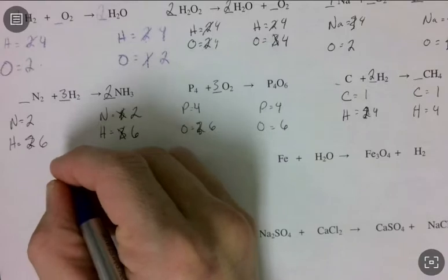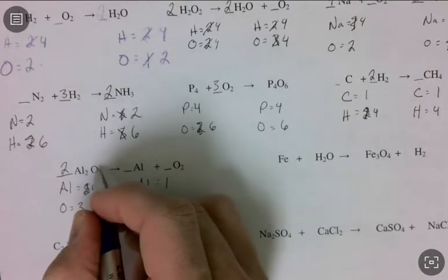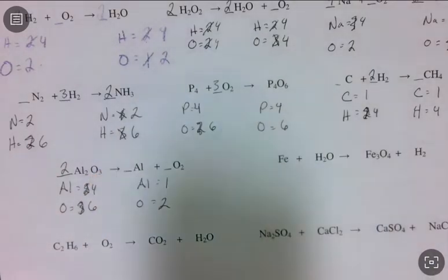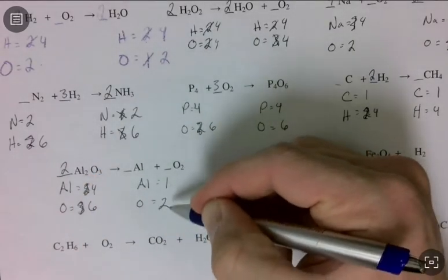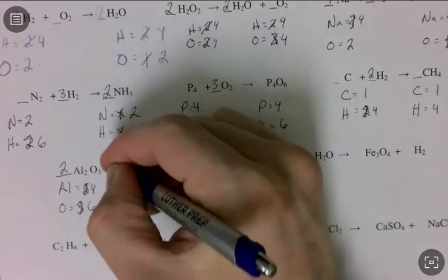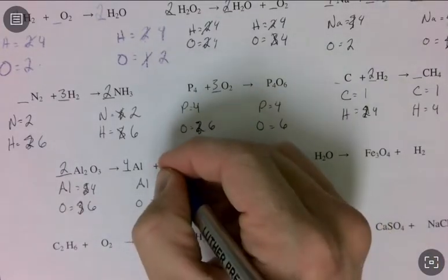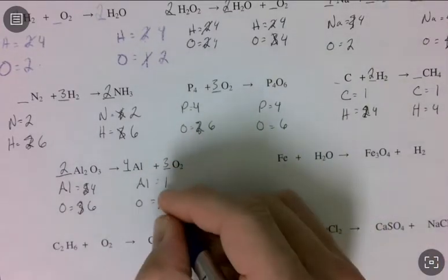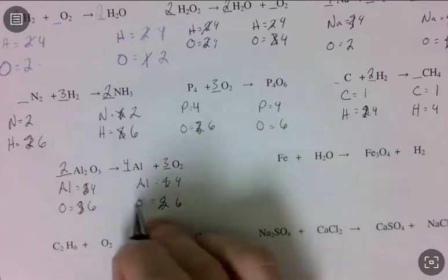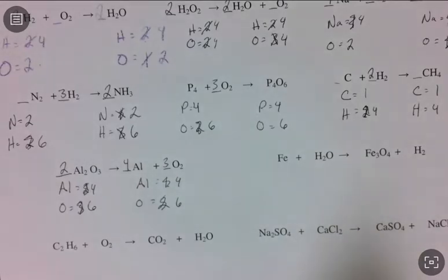If I add a 2 here, I'd have 2 times 2, which would make the aluminums 4, and 2 times 3, which would make this a total of 6. Notice how I made those into even numbers. That way on this side, I can increase those as well to make them even. The aluminums need to go from 1 to 4. I would put a 4 here then, and the oxygens need to go from 2 to 6. I say 3 times 2 is going to give me a total of 6. I recount those. I get 4 aluminums, 6 oxygens, 4 aluminums, 6 oxygens, and I've got a balanced chemical equation on both sides.